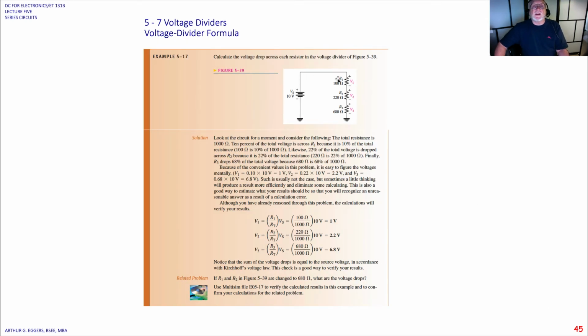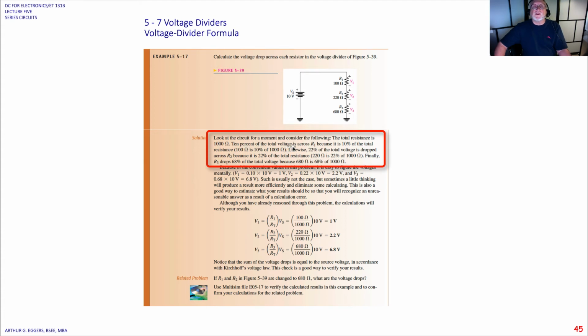Okay, so now let's look at another one. We've got 3 resistors in series. Calculate the voltage drop across each resistor in the voltage divider. So in this case, 3 resistors, 3 unknown voltage drops, 3 resistor values given, and a source. If we look at the circuit for a moment and consider the following: first, the total resistance is 1,000 ohms, so we know R sub T.